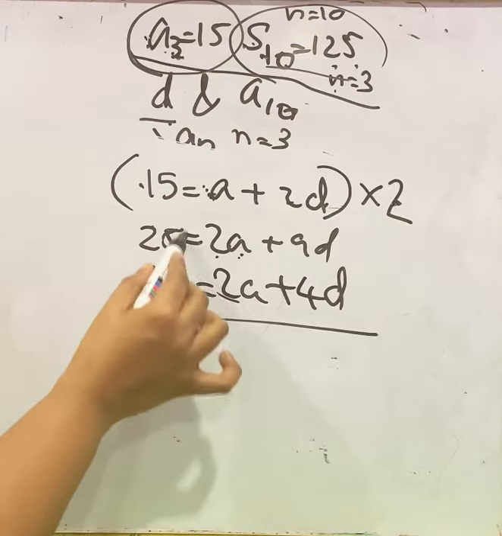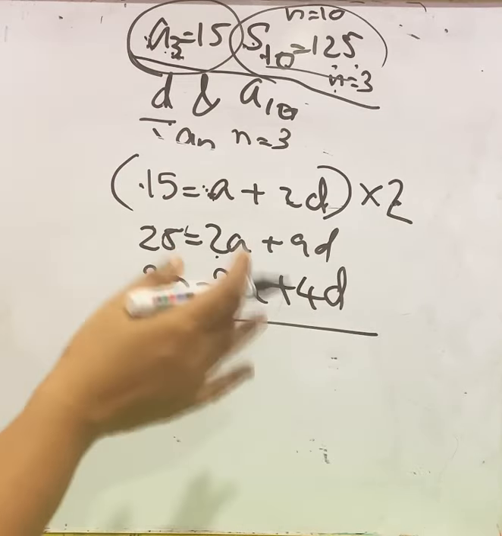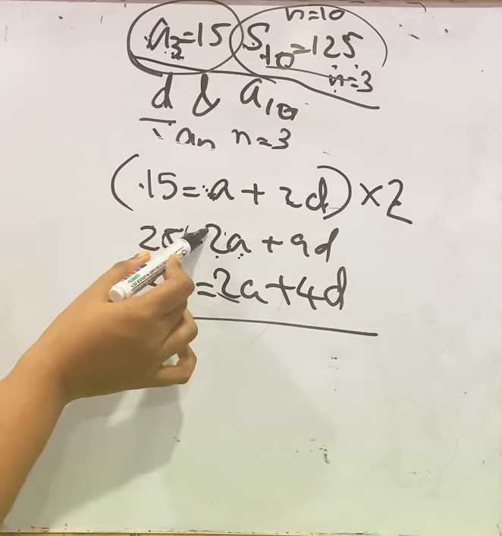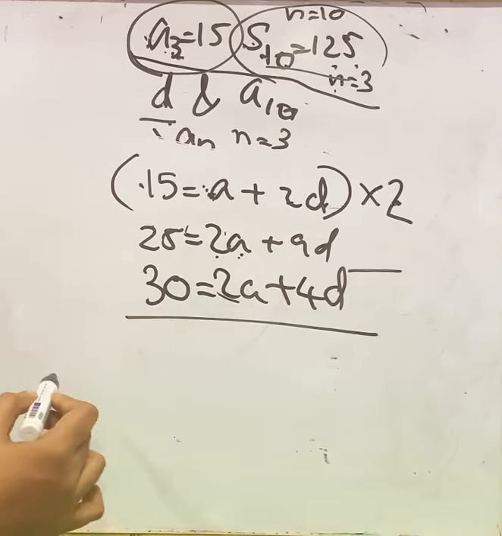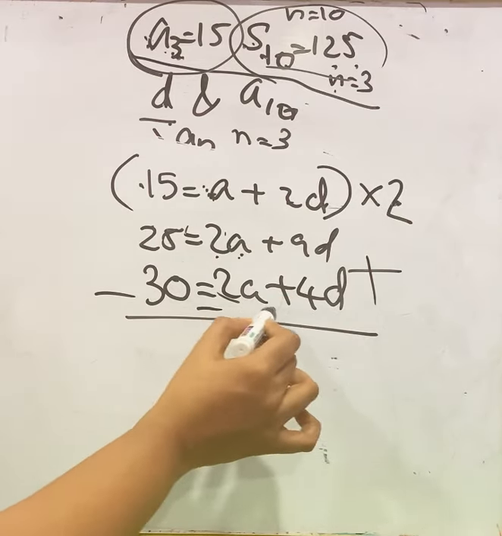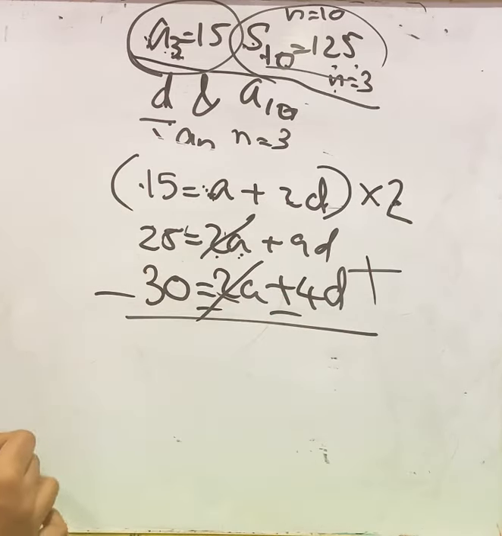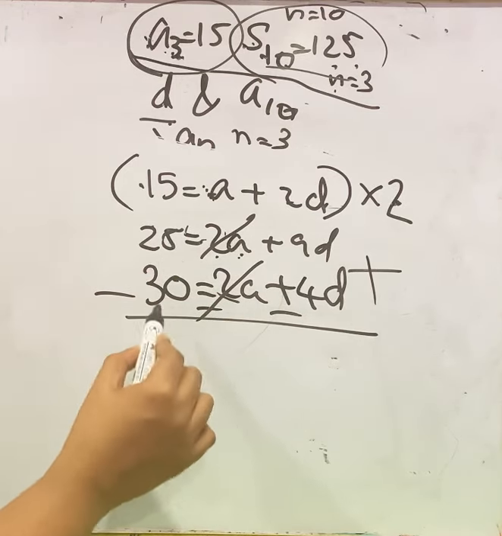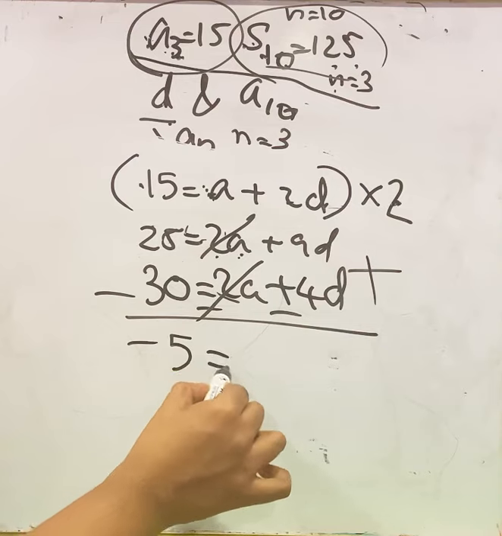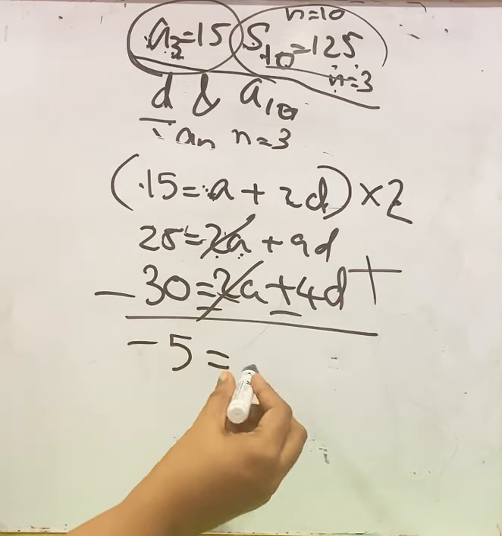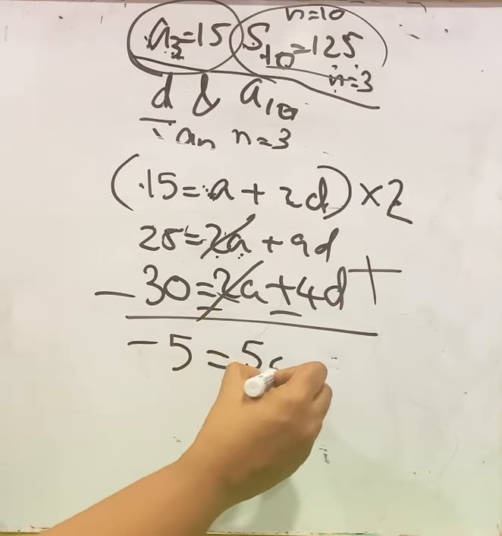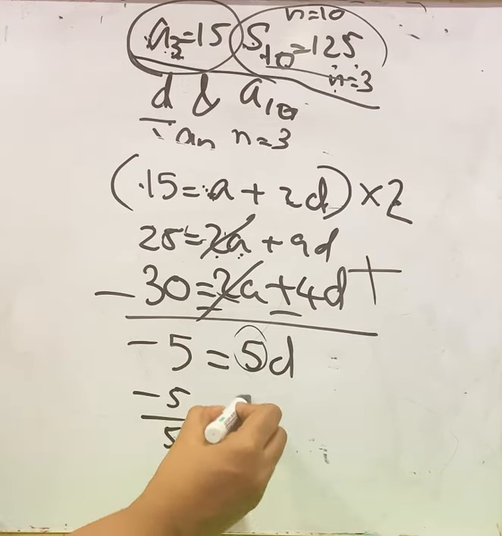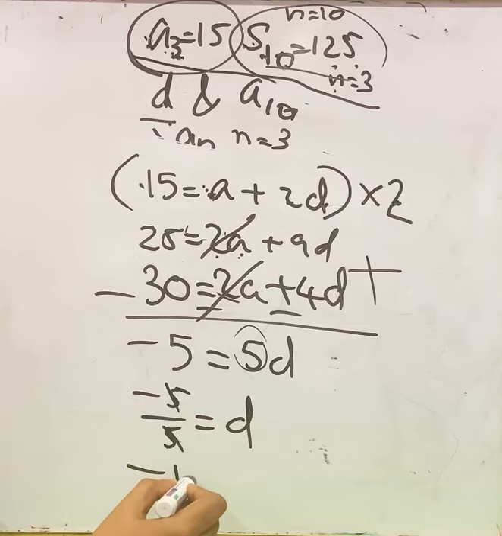Now we can eliminate this A. If you want to eliminate any of the variables, that coefficient must be the same. So here with same signs, we will subtract. Now this becomes addition and the sign changes here. So this gets eliminated. Plus 2A and minus 2A get cancelled. Here 25 plus minus 30, minus 5, equal to plus 9D minus 4D. The result is 5D. Now take this 5 to the other side. Negative 5 division 5 equal to D. That is negative 1, the value of D.